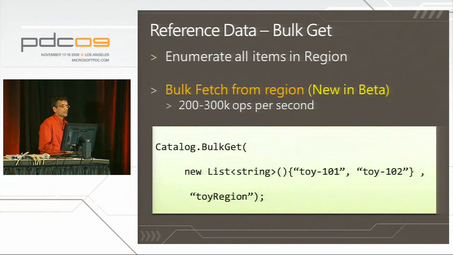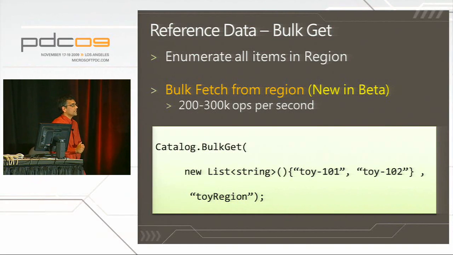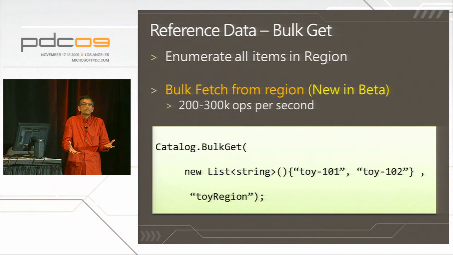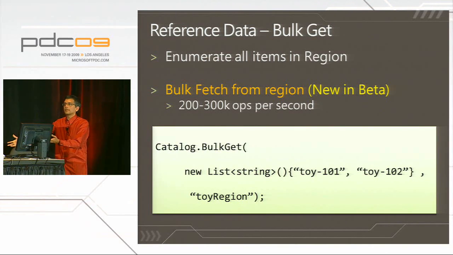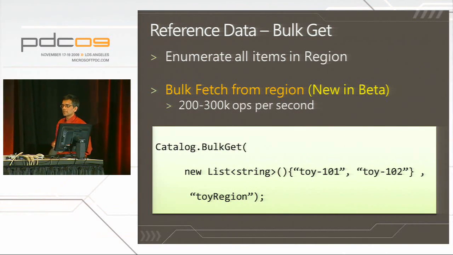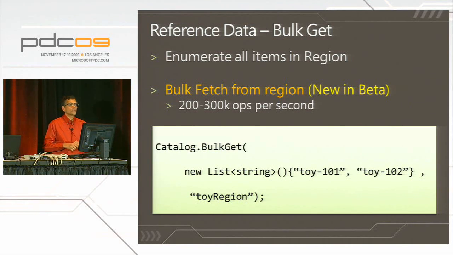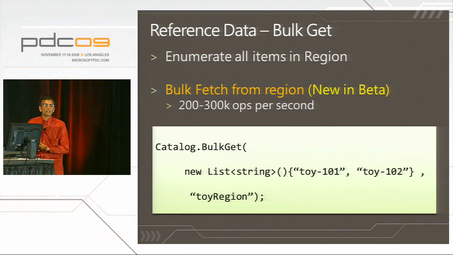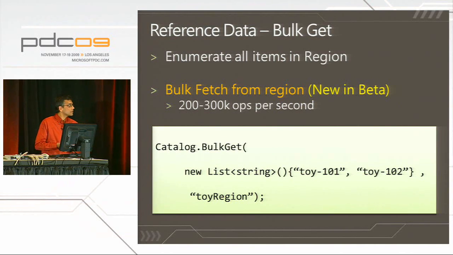The other feature that we are adding in beta, which is not there in CDP 3, is bulk get. If you know you're going to fetch a bunch of items together, you can send all the keys to us and say, OK, fetch all these items in bulk. And again, because this is amortizing the whole network cost, it's going to give 200 or 300,000 operations a second. It's pretty efficient.